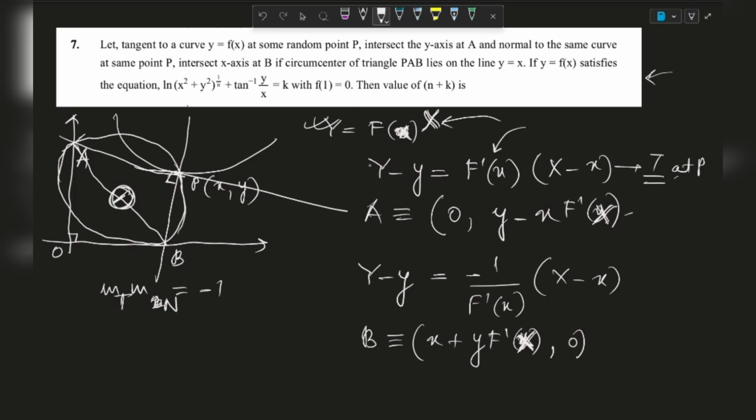You can also take this point to be some x naught comma y naught, manipulate everything, and then when at last you get a differential equation, at the end when you are solving it, you can replace this x naught and y naught with x and y. You can also do that. So I will proceed to the question.